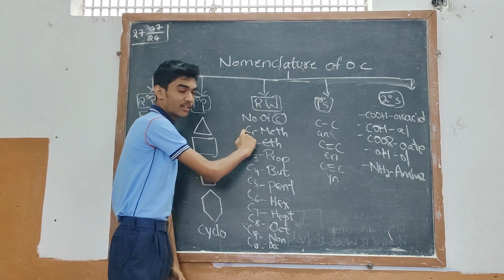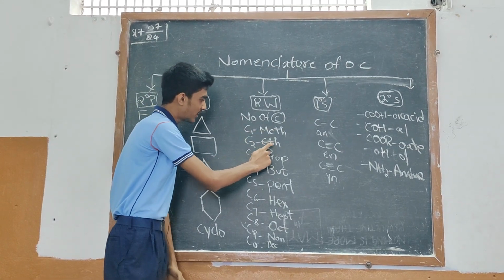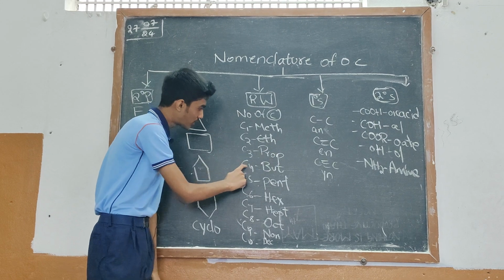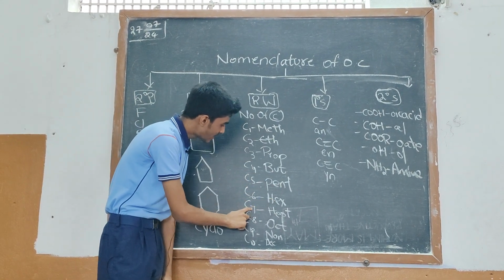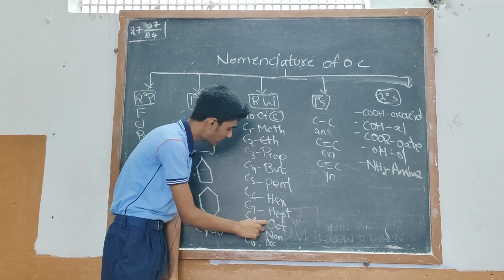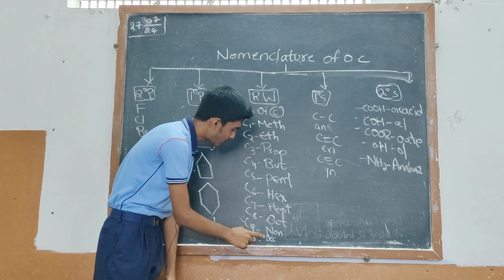If there is 1 carbon, we will use meth. If there are 2 carbons, eth. 3 carbons, prop. 4 carbons, but. 5 carbons, pent. 6 carbons, hex. 7 carbons, hept. 8 carbons, oct. 9 carbons, non. 10 carbons, dec.